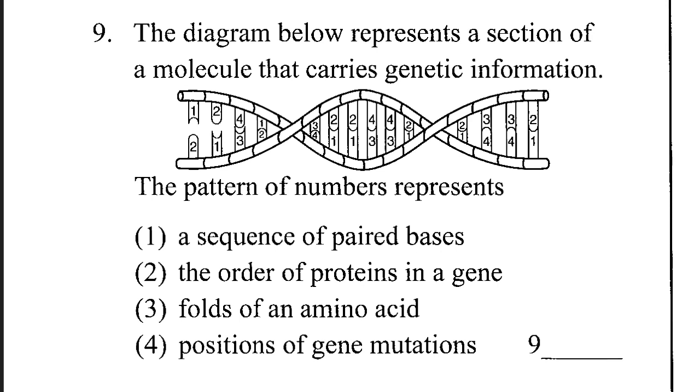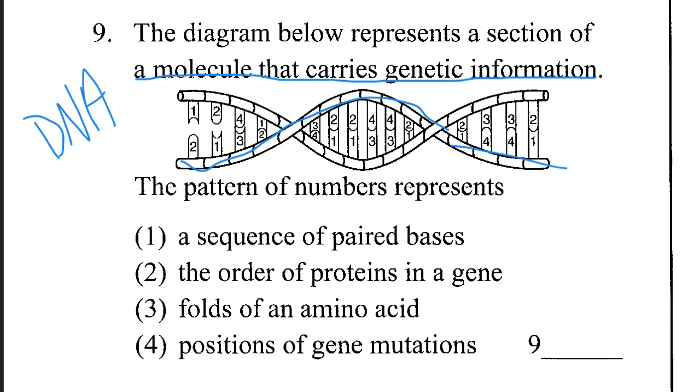The diagram below represents a section of a molecule that carries genetic information. So that molecule that carries genetic information is DNA. We see the double helix structure of the DNA in the diagram with 2 bands winding around each other. The pattern of numbers represents... So if we look close, we have the phosphate and sugar backbones, and then numbers sort of making the rungs of this ladder if it was a ladder.